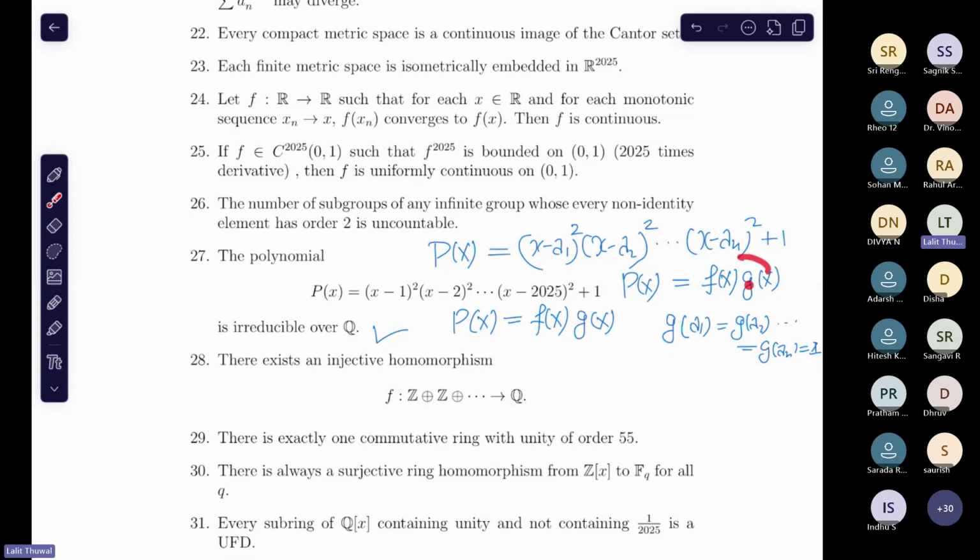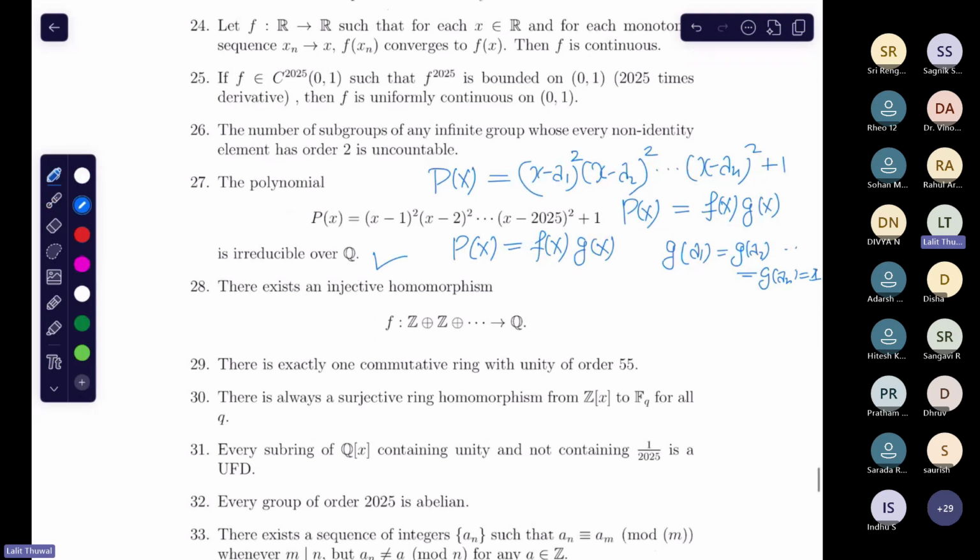Okay, let me ask it here. Suppose that n equal to 2025. Then what can be the degree of g? What cannot be the degree of g? Let me know about it. What cannot be the degree of g? Anyone? Because g has value 1 at n points. Use it and do it.